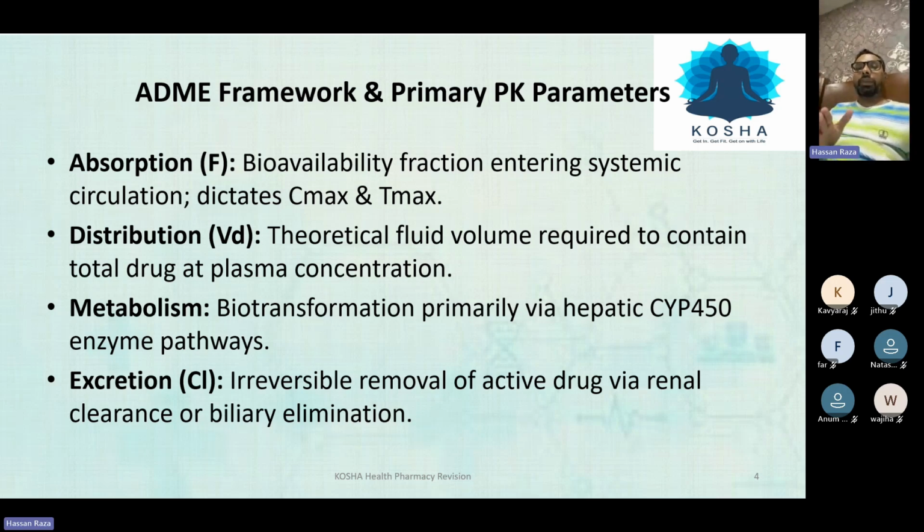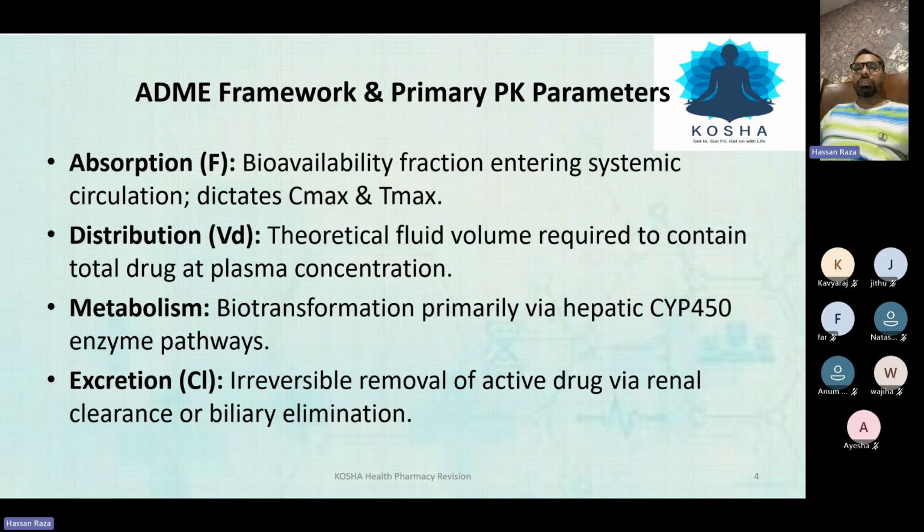So I have explained absorption in the previous lecture: absorption is how much drug goes to the blood, or is absorbed from your gut or lumen into your blood. The portion that goes into your blood is the absorption. But in today's lecture, I will explain it as bioavailability. What is bioavailability? It is the fraction of drug which enters the systemic circulation, and it is determined by Cmax and Tmax. What Cmax and Tmax are, I will discuss in later slides.